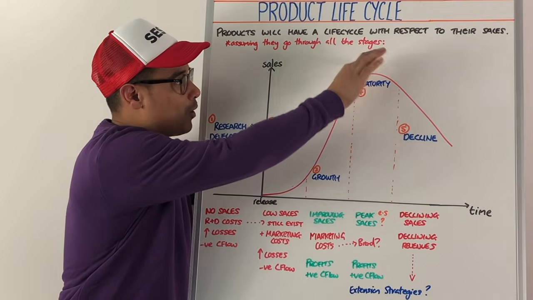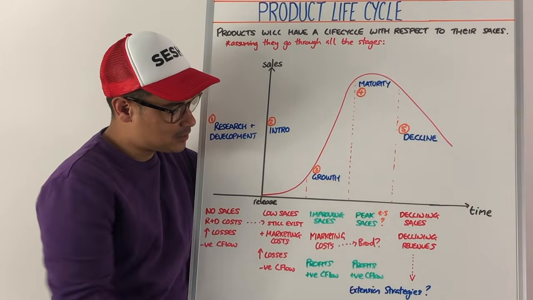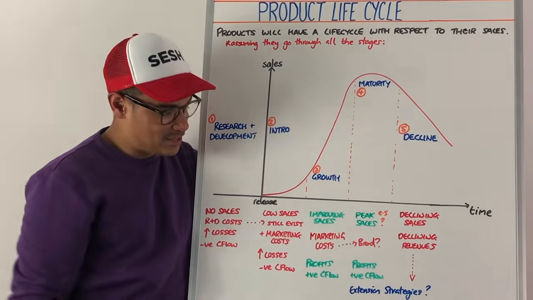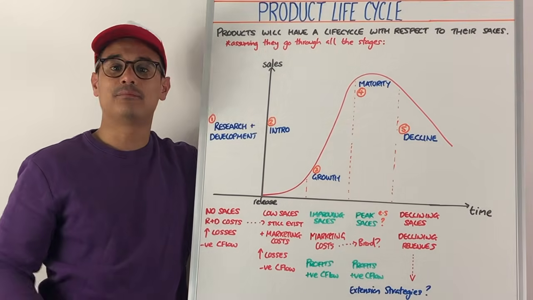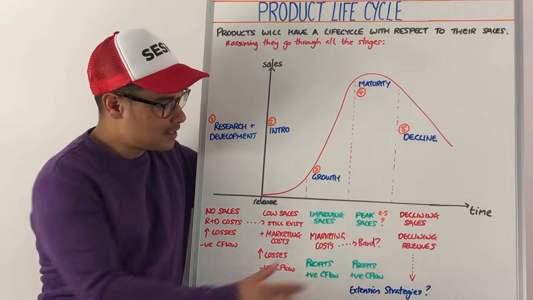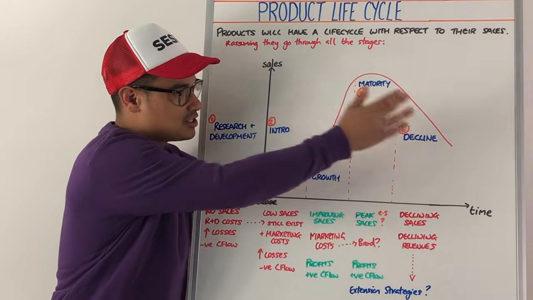Now, as we reach the optimum, the peak of our sales in the maturity stage, peak sales, clearly at this point, profits are likely to be improving even more, and as a result, cash flow might also be positive. But at this stage, you need to start considering those extension strategies, and even more so in the decline stage.